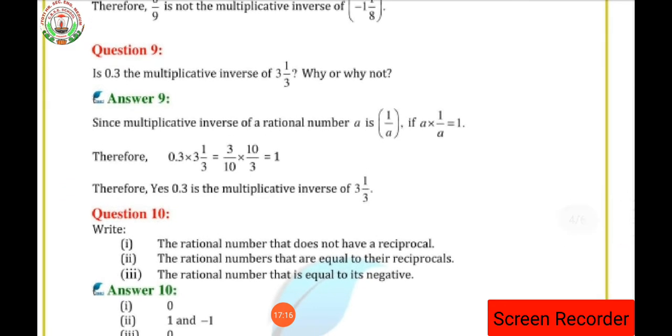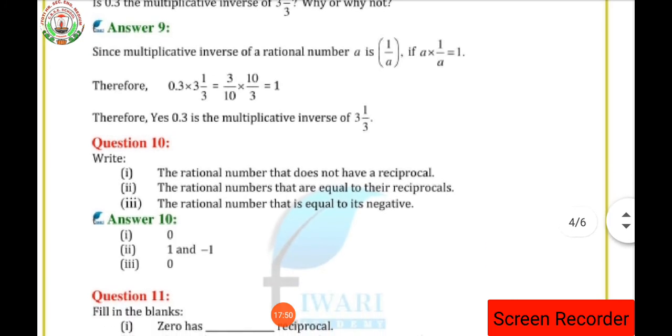It is said, is 0.3 the multiplicative inverse of 1 by 3? Why or why not? So we have to give an answer. The multiplicative inverse of a rational number a is 1 by a. So if a into 1 by a is equal to 1, that means 0.3 into 1 by 3 is equal to 3 by 10 into 10 by 3, which is equal to 1. Clear? So therefore yes, 0.3 is the multiplicative inverse of 1 by 3.